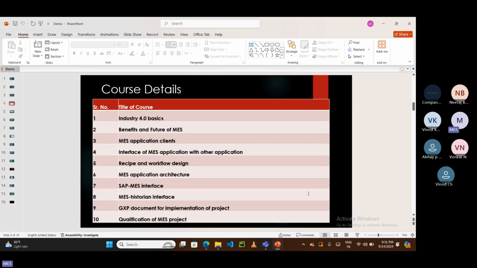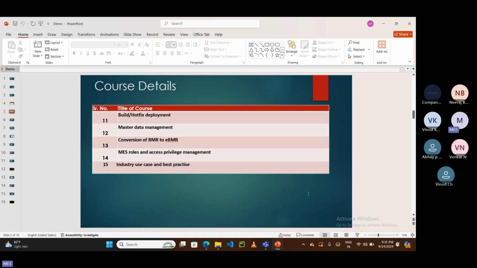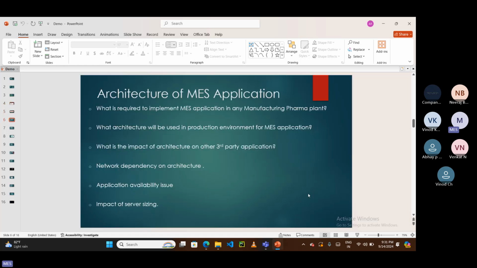So these are the topics that will be covered during the training session. The training will start from the architecture point of view: what kind of servers we need to take, what kind of network connectivity or dependency is required, and how we can reduce the downtime of the MES application. Because when you implement the application in the beginning stage, it will work very fine, but over time multiple issues will come and you have to handle those issues. How can we reduce those?